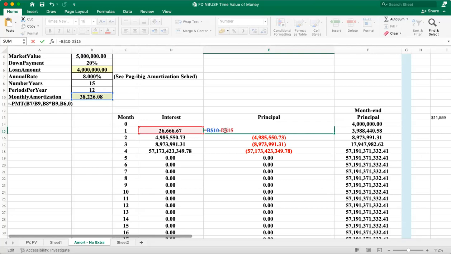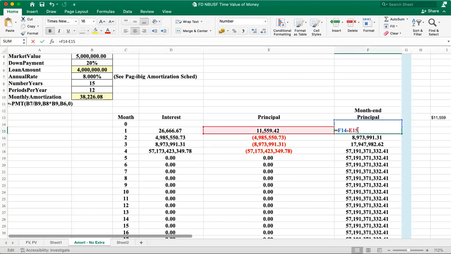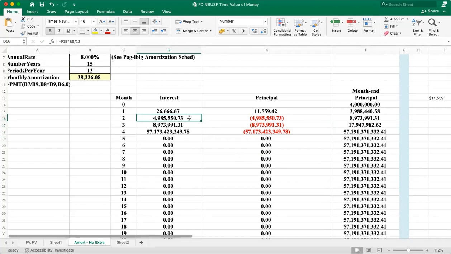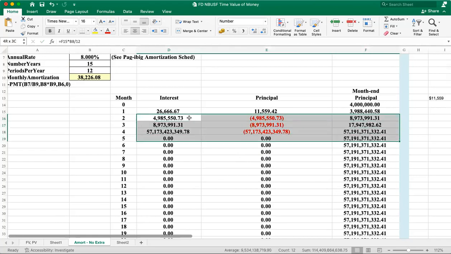Minus D15. Okay. Tama yan. Wag mo i-fix si $15. Kasi gusto natin i-copy yung formula pababa. Dapat magbago din si row 15. Okay, and then next, that's a principal. And then next, that will be F14, correct, minus E15. Yan, tama yan. Sige. Alright, highlight mo na yung una.